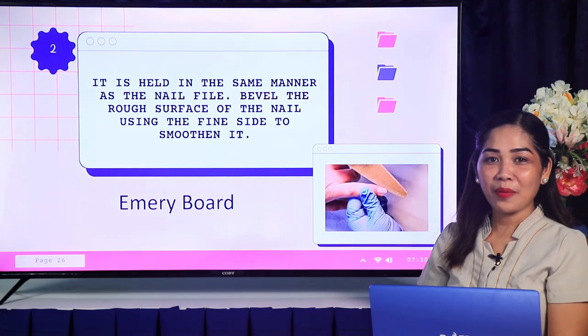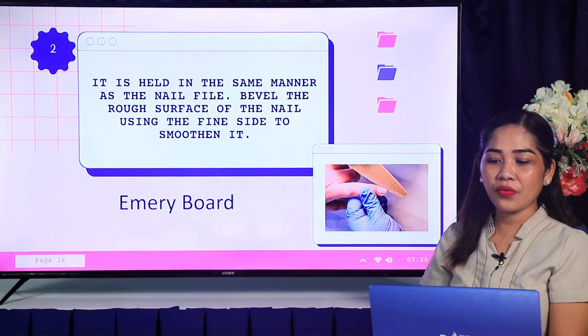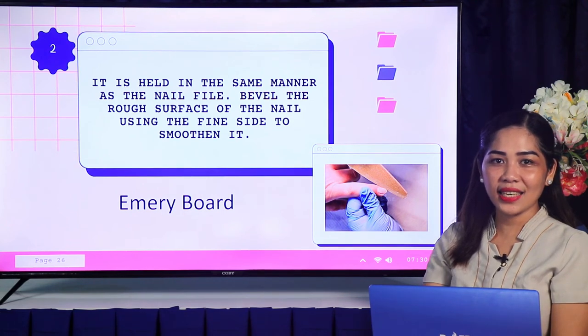The next is emery board. It is held in the same manner as the nail file. Bevel the rough surface of the nail using the fine side to smoothen the skin.